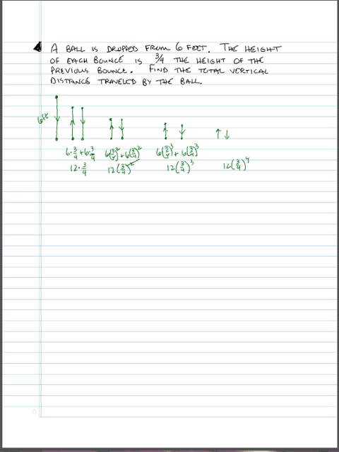Okay, so let's look at what we have. We can think of this amount, 6. So the very first time it travels, it's traveling down 6 feet. And then it travels up and back down, which is 12 times 3/4. And then we're going to add the next amount, which is 12 times 3/4 squared. And then we're going to add the next amount, which is 12 times 3/4 cubed. And then plus 12 times 3/4 to the 4th power, and this is going to continue, isn't it?